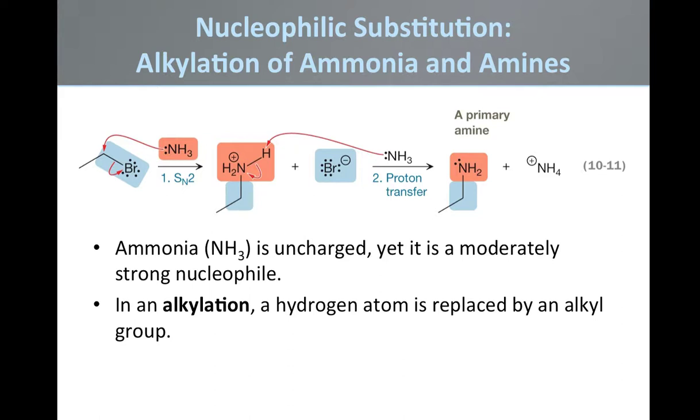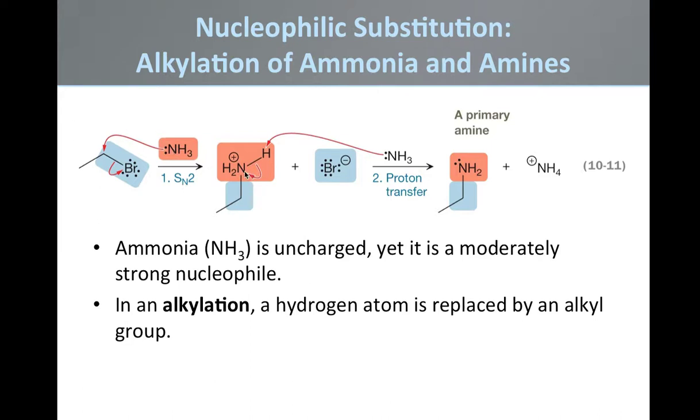The problem is that the product is more basic than the reactant. So ethyl amine has a weakly electron donating carbon, and you can envision this because carbon is more electronegative than the hydrogens that are bonded to it, and so it can weakly, through induction, donate electron density. So ethyl amine is a stronger base and a stronger nucleophile than ammonia.